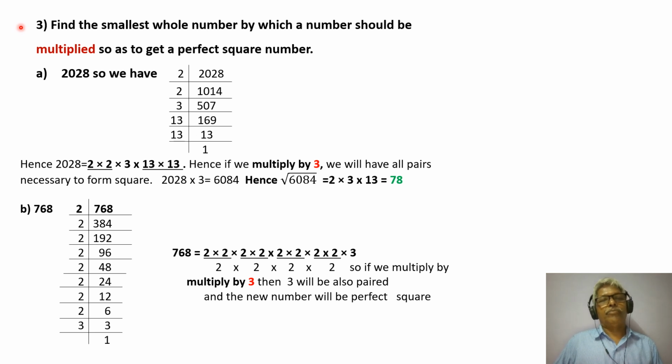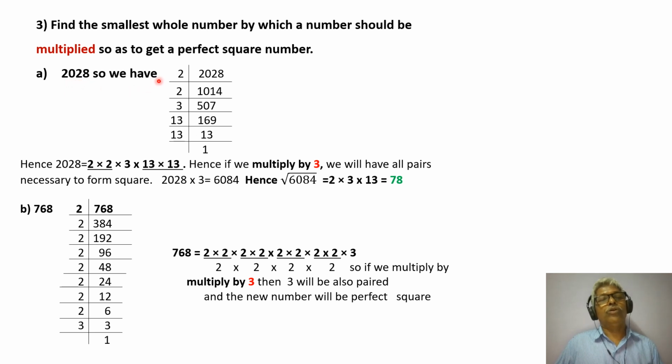Another problem, a different type of problem. Read it. Find the smallest whole number by which a number should be multiplied so as to get a perfect square number. Okay, what does this mean? Let us see. This is a number. This number is not a perfect square. Then by what number should it be multiplied, so that the new number will be a perfect square?